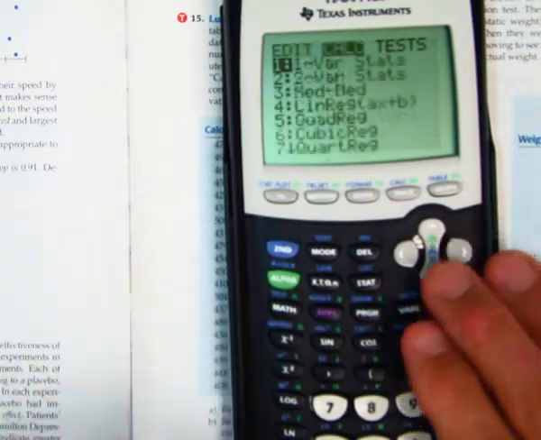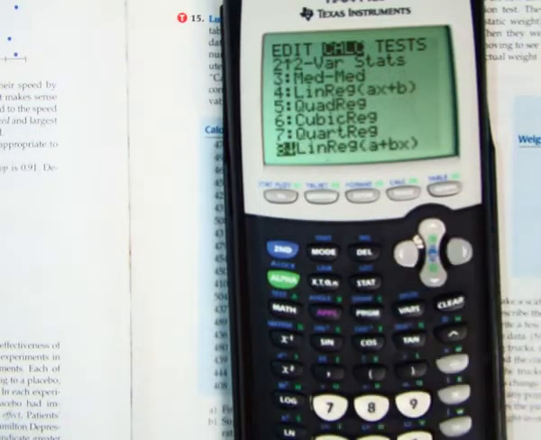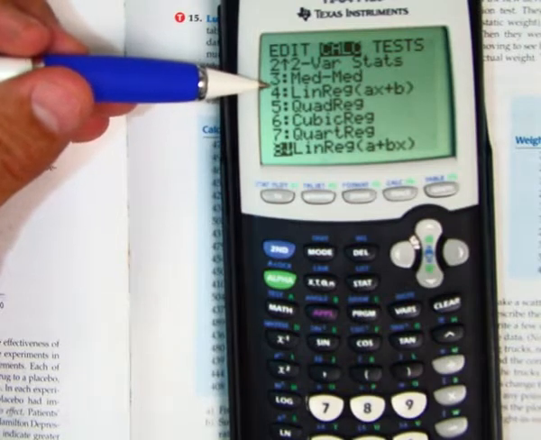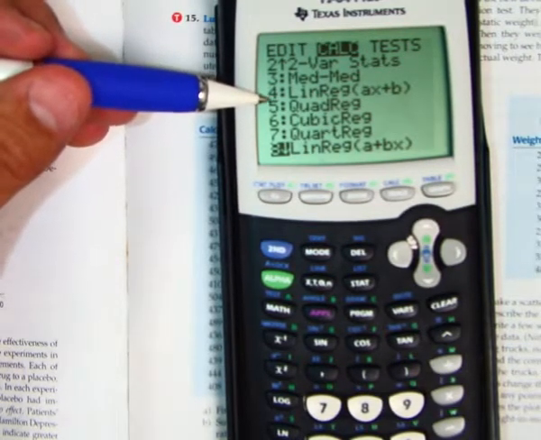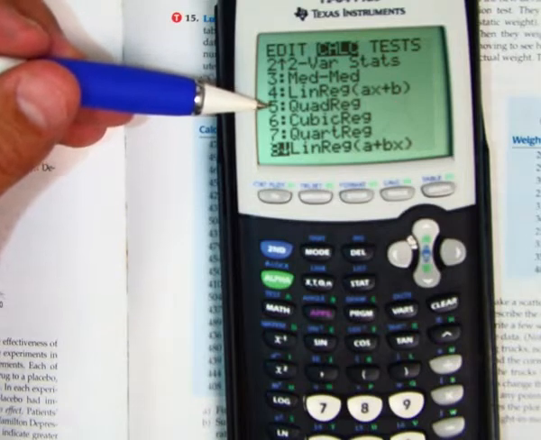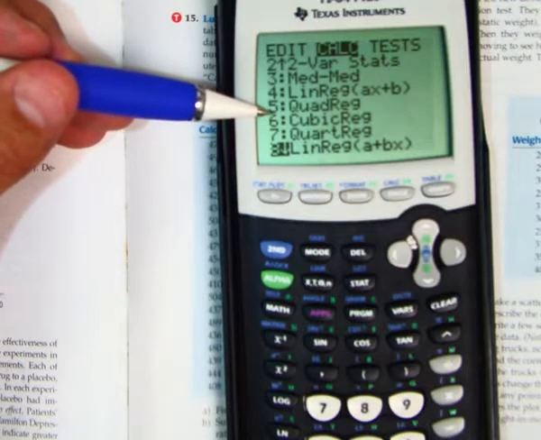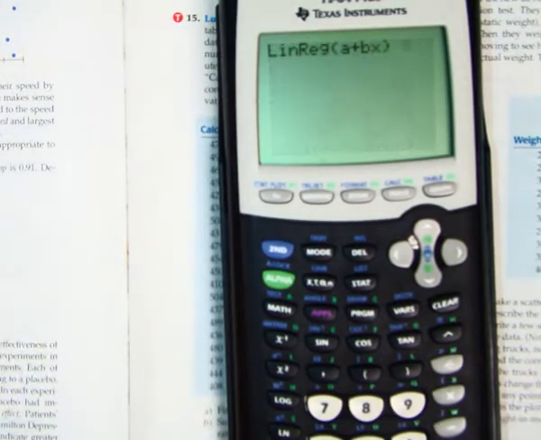So we're going to go to stat calc, and I'm going to go down to number 8, linear regression a plus bx. If you want to use number 4, that's okay. You have to make sure that your diagnostics are on. If they are not on, go to second catalog, scroll down to diagnostics on, and make sure they're on, or else it will not give you correlation. My data is in L1 and L2, which is the default, so I don't have to push anything else. If you're in any other lists, you have to tell it the explanatory variable list and then the response variable list.